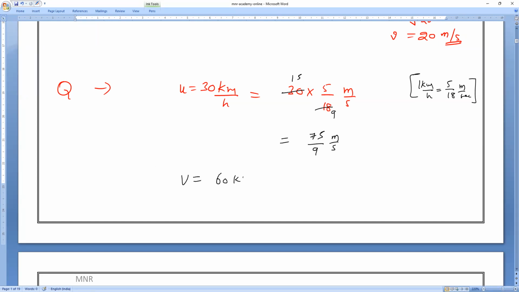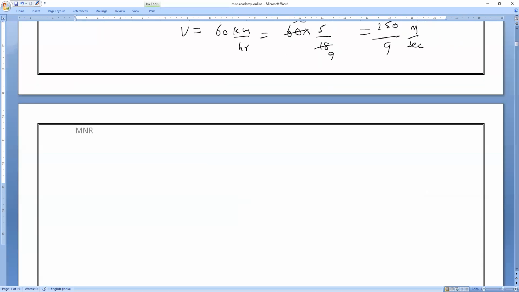Next, final velocity is 60 km per hour. So 60 km per hour means 60 into 5 by 18. So 2 9s are 18, 2 30s are 60 again. So 30 into 5 is how much? 150. So 150 divided by 9 meter per second.